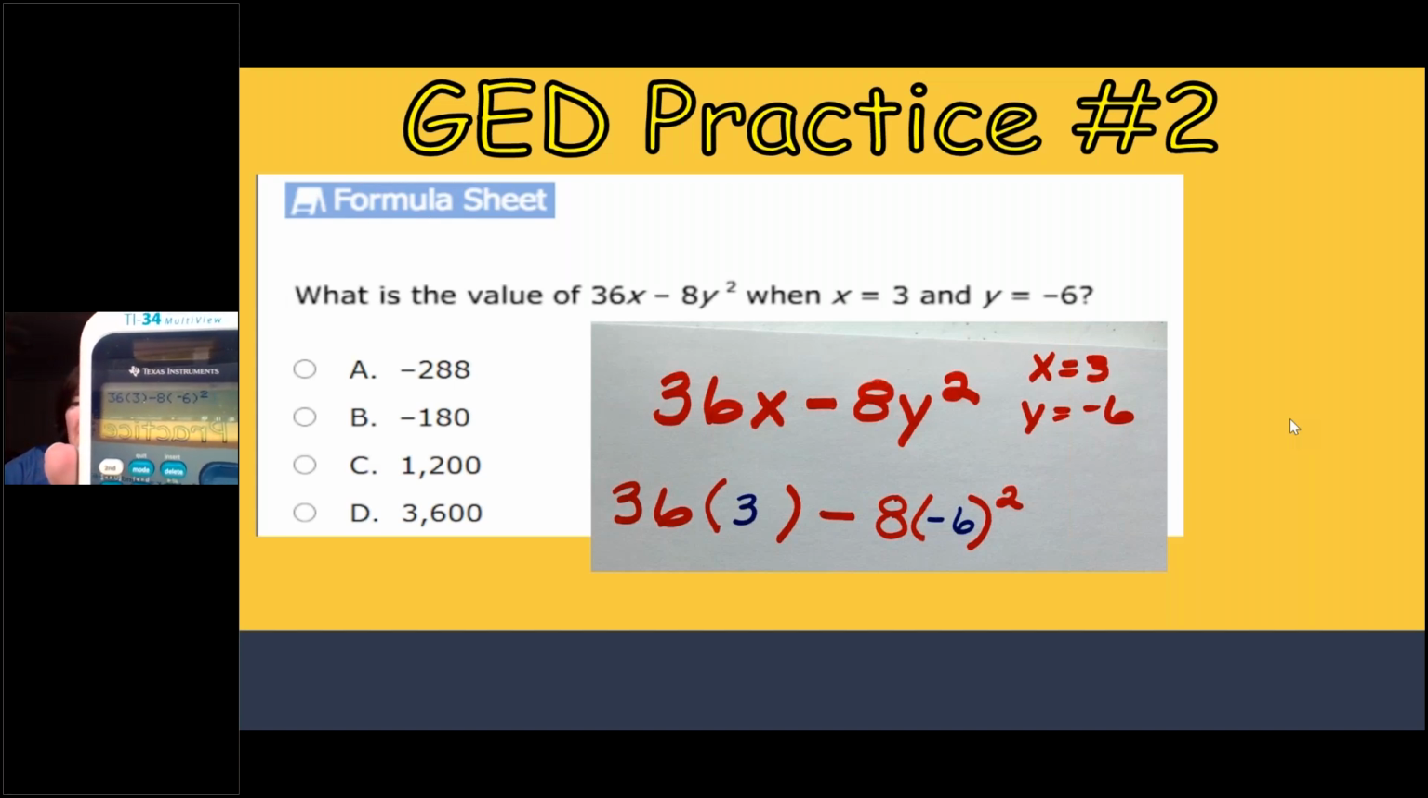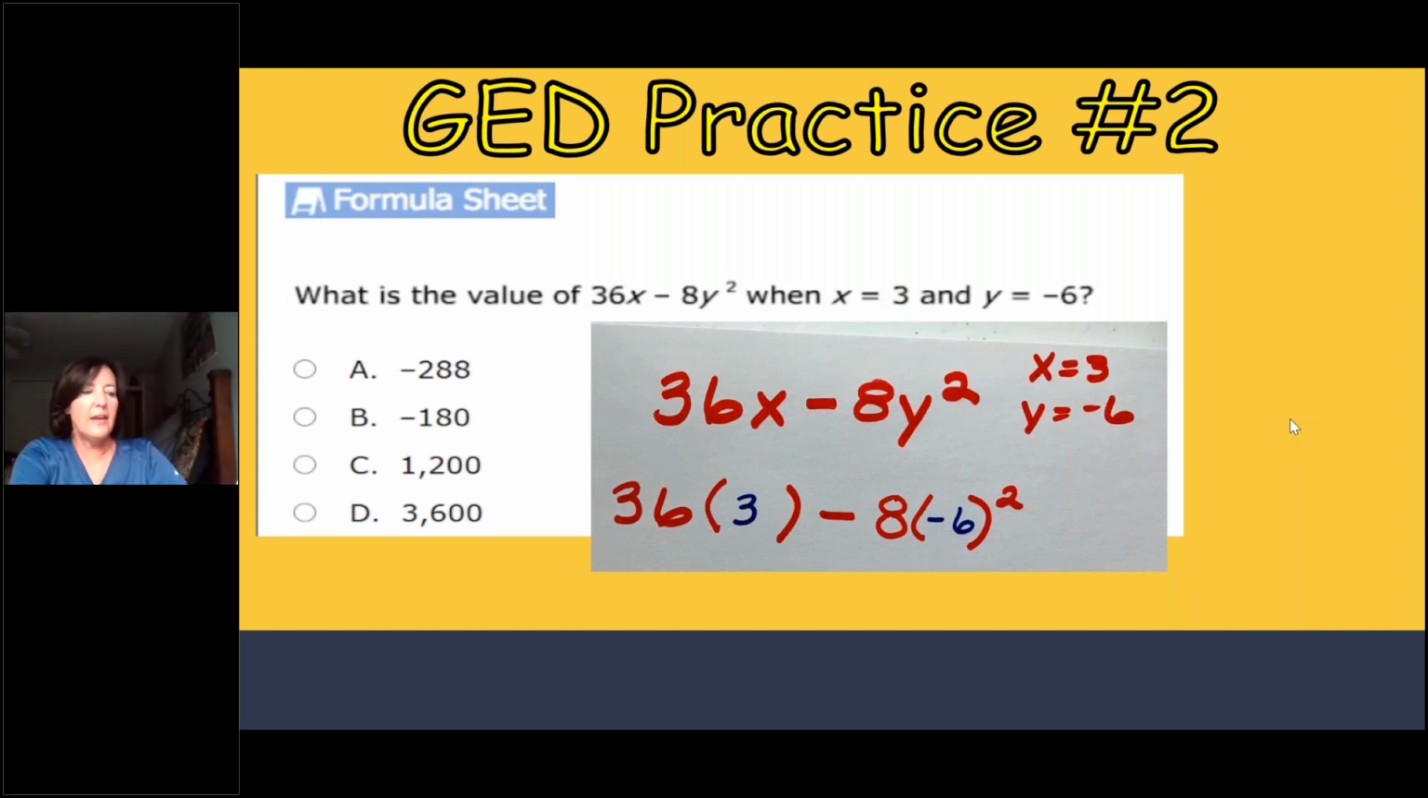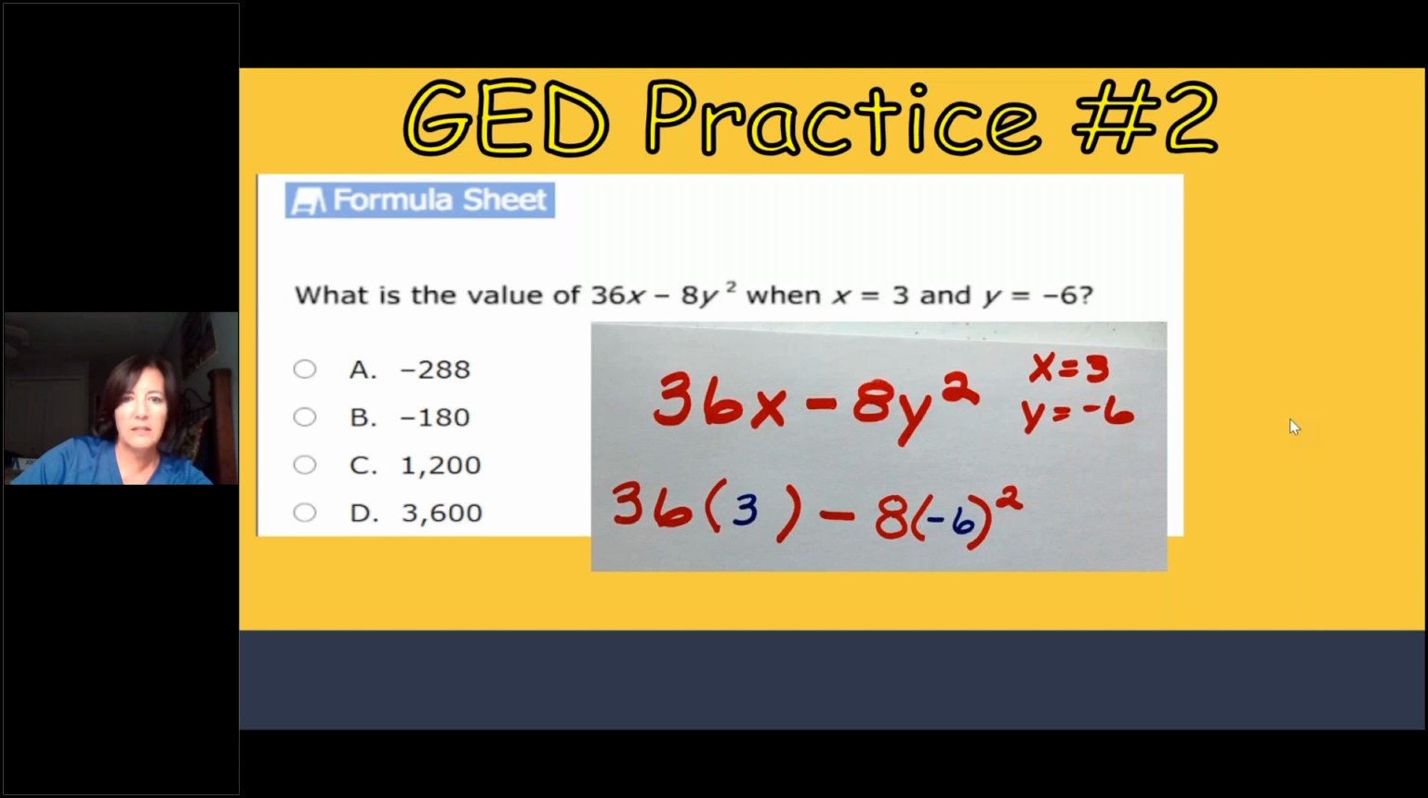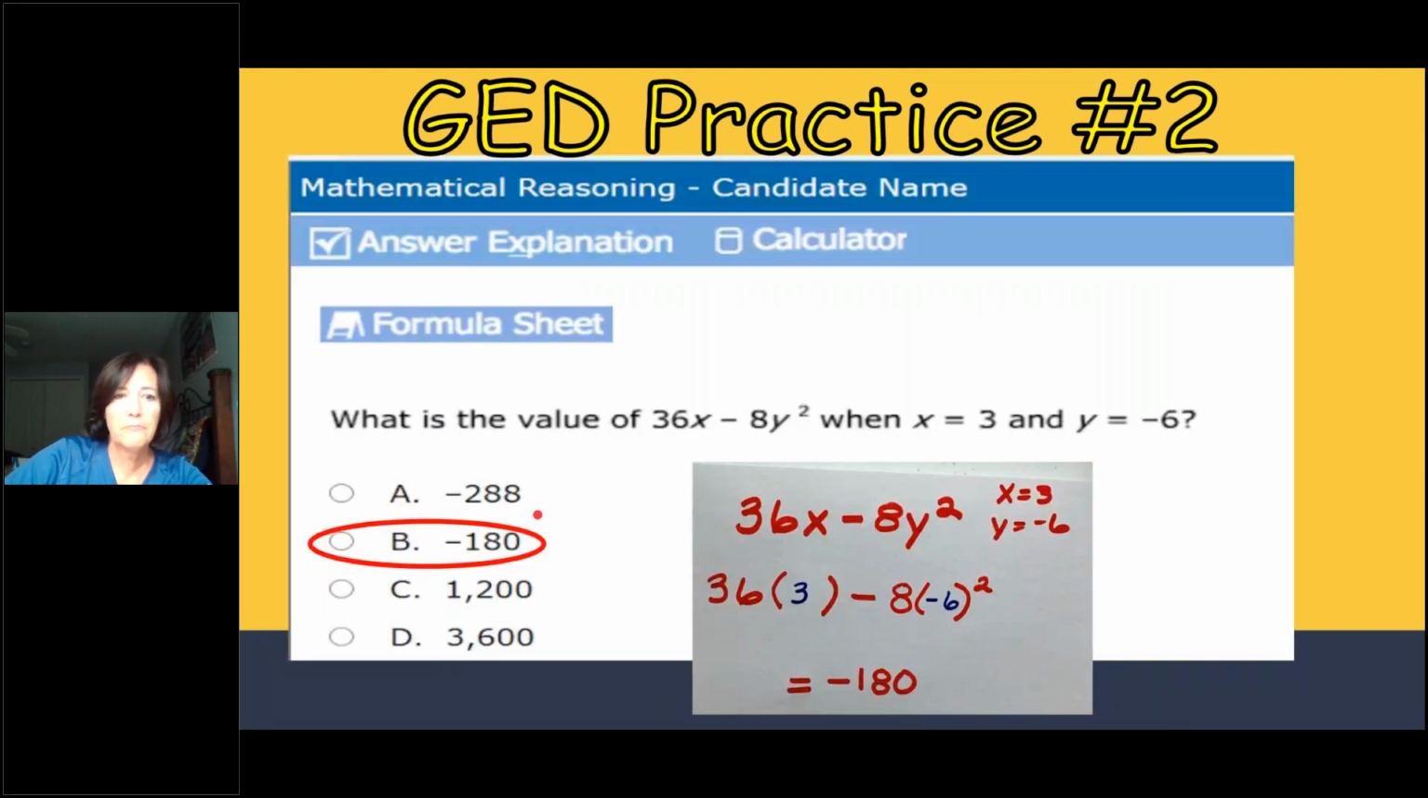If you type that exact sequence into your calculator, the calculator already knows the order of operations. It knows how to solve that. So all we have to do is press enter to get our answer of negative 180. There are so many ways to make a mistake doing that math the long way, and the calculator makes it so much more simple.